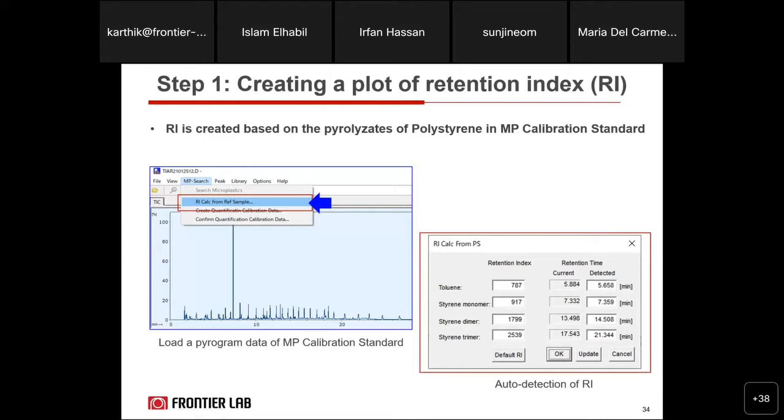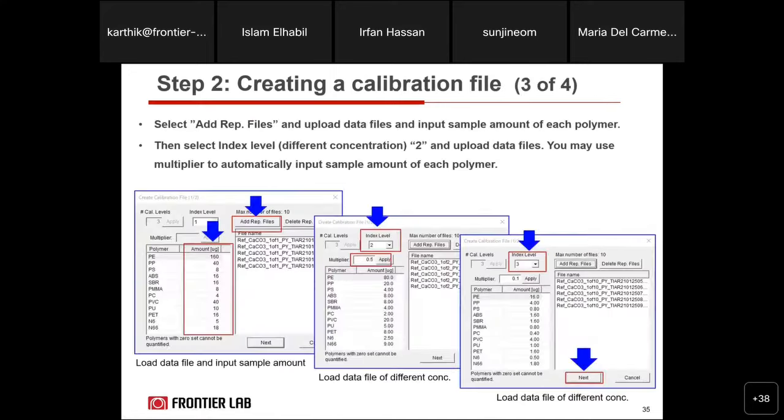So it will automatically detect the RI for each of these four pyrolysates. Then you just have to click update. That means your software is updated for your own data. It is not working on the factory set data. After that, the next step is to create the calibration graph.